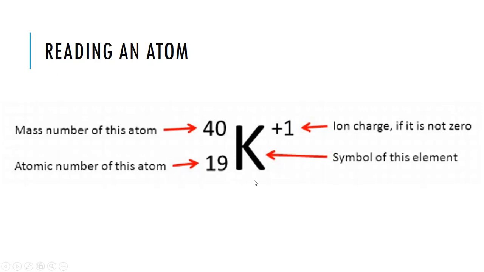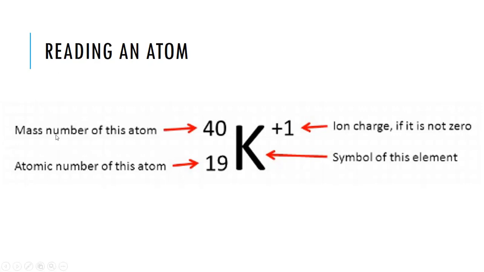From this, we can figure out how many protons, neutrons, and electrons there are. Let's start with protons. Protons is the easiest. We've got an atomic number, and the atomic number is the same as our number of protons. So there we go, atomic number 19, number of protons 19. Let's move ahead to our mass number, which is going to give us our number of neutrons.